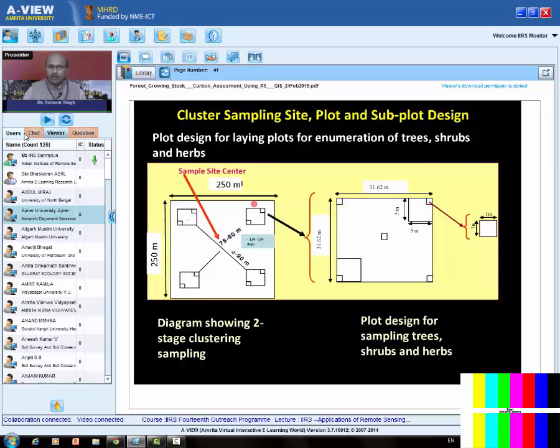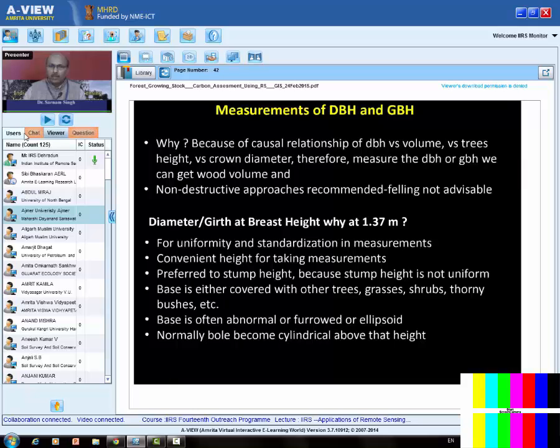Within a 250 meter area, you can take four sample plots of 0.1 hectare, and within that, as a subset, you can have plots for shrubs, if you want to do accounting for that also, for those measurements as well.